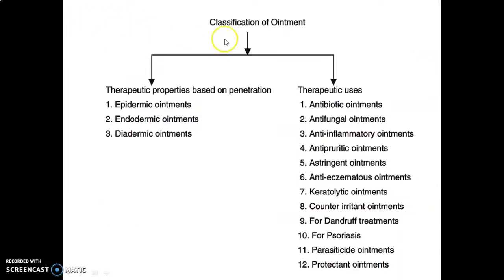So we will discuss the classification of ointments in detail. There are two classes: therapeutic properties based on penetration, and second, based on therapeutic uses. Therapeutic properties based on penetration are classified into three types: epidermic ointments, endodermic ointments, and diadermic ointments. According to the layer of skin, all these three types of ointments are classified.